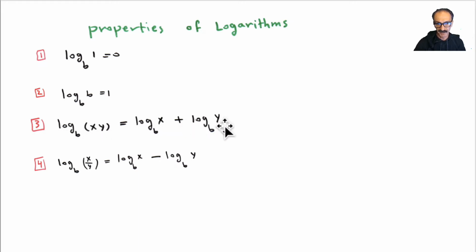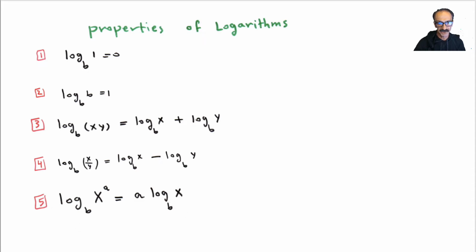This is called expanded form, and this is called single form. This is also called expanded, and this is single. So subtraction comes from division, and addition comes from multiplication. Number 5. If you have a power inside as x to the power a, you could move this a all the way up front. It becomes a log x base b.